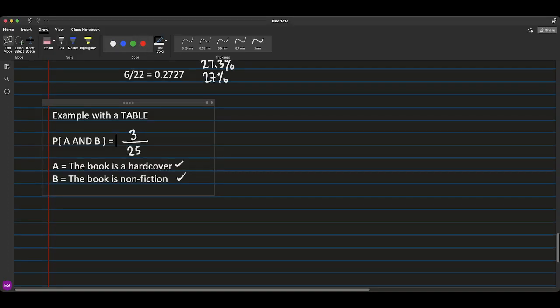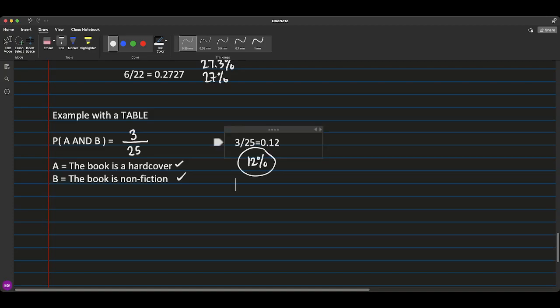And what is that as a number? 0.12, which is 12%. Boom. So with this empirical data, there's a 12% chance of selecting a book that is hardcover and nonfiction.